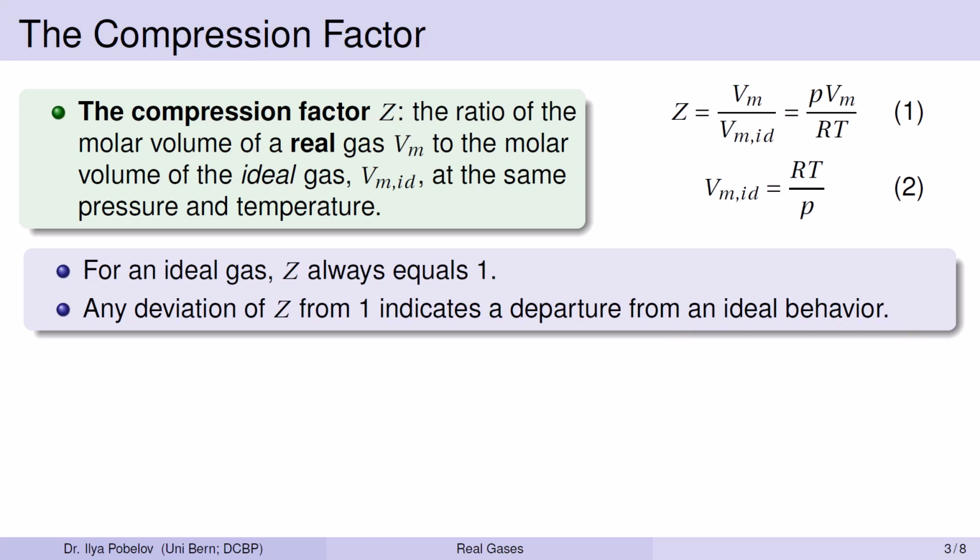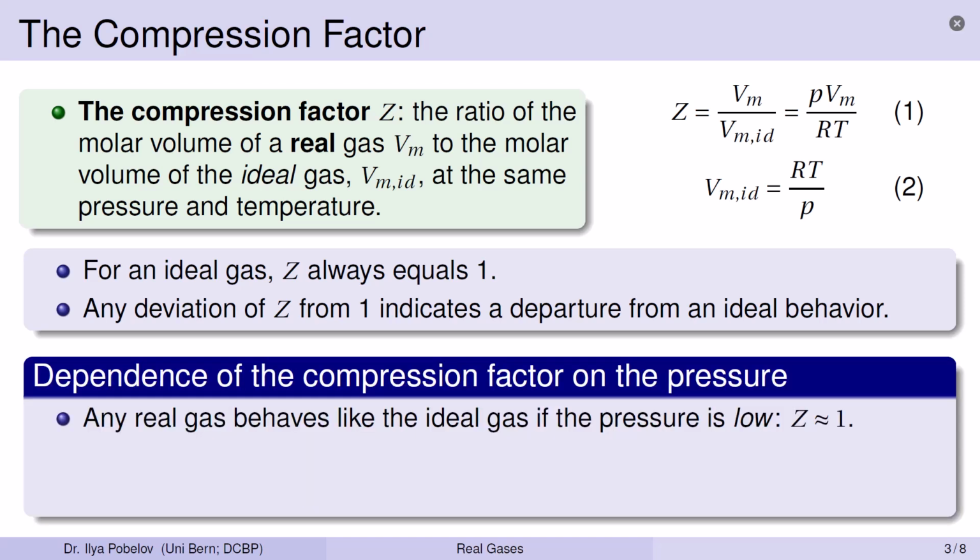How does the compression factor depend on the gas pressure? If the pressure is sufficiently low, any real gas behaves like the ideal gas. This pressure threshold depends on the temperature and the specific gas in question, but the nearly ideal behavior is achievable for any real gas. It is indicated by the values of the compression factor Z being approximately equal to 1.